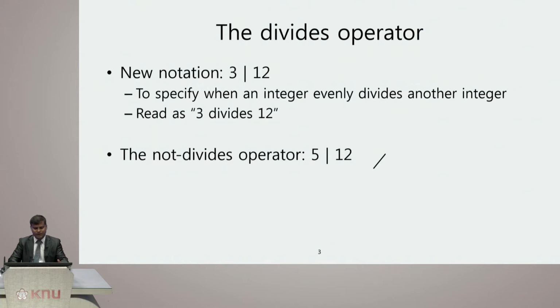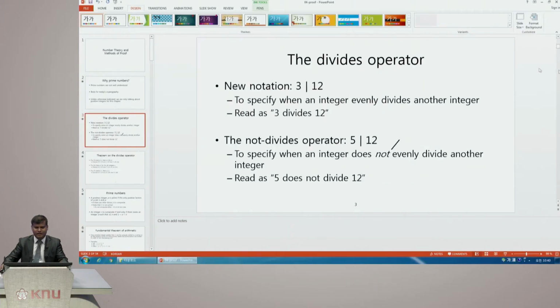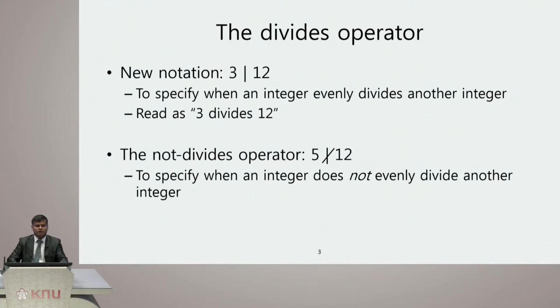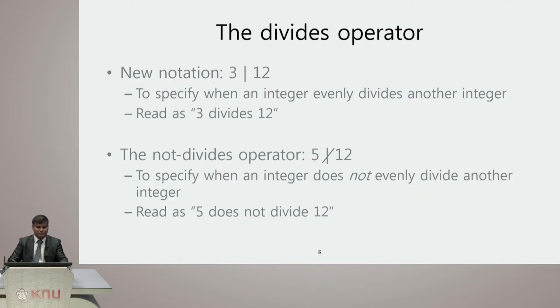And to specify the opposite, this symbol indicates not divides. 5 does not divide 12. We can just read it as 5 does not divide 12. We can give various examples. It's just for your information, because later on we will be using these notations so that you don't get confused about what these notations are.